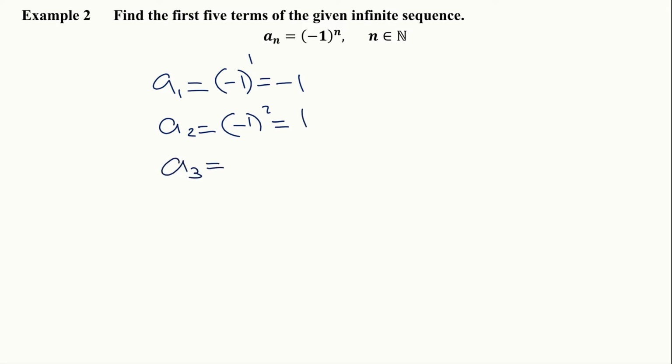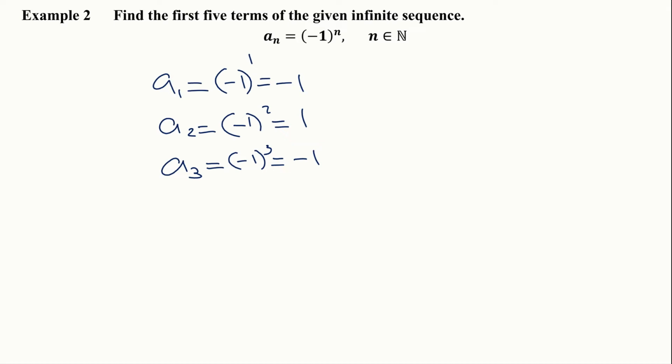All right, so for this next one, we want to find the first 5 terms as well. Notice that a_n equals (negative 1) to the n. So a1 would be (negative 1) to the 1, which is just what? Negative 1, right? a2 would be (negative 1) to the power of 2. You know that's going to turn out to be positive 1. a3 would be (negative 1) cubed, which is negative 1.